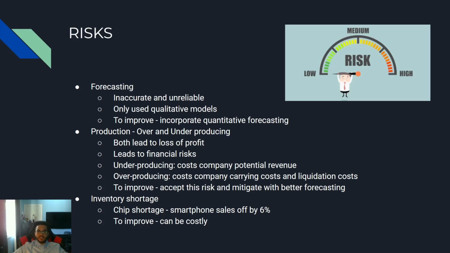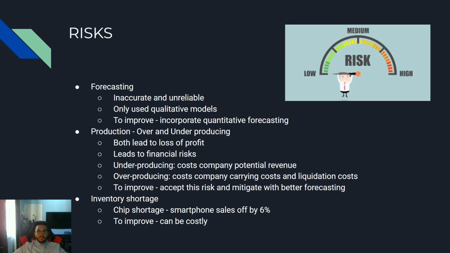Another risk that was evident was overproducing and underproducing. The company forecasts and makes predictions about how many phones to sell in the year. However, the predictions weren't always right. This is where overproducing and underproducing come into play. So in the 4 years of production, the company overproduced and underproduced both Model A and B. This was due to inaccuracy in predicting the trend of consumption.